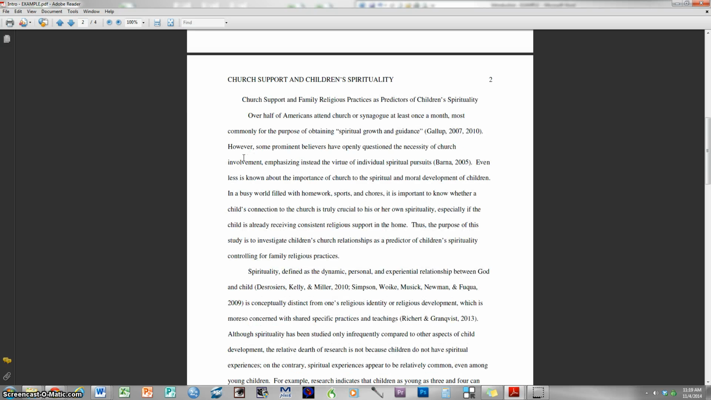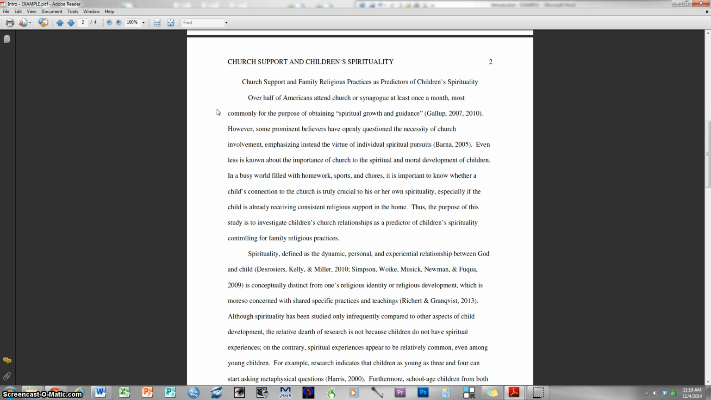Again, not in bold. Coming next, you need to tell us what the problem area is and why it's important. What is the problem area and why does it matter? So if we take a look here, it starts off by saying over half of Americans attend church or synagogue at least once a month for spiritual growth and guidance.